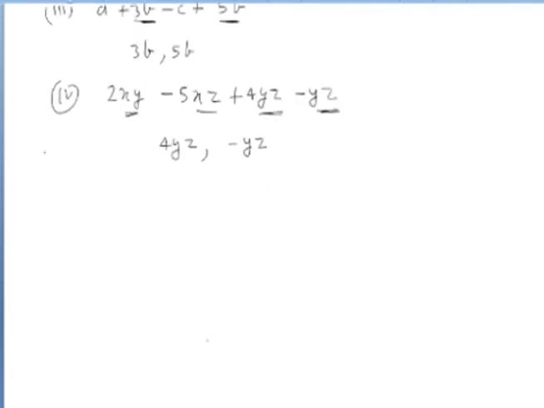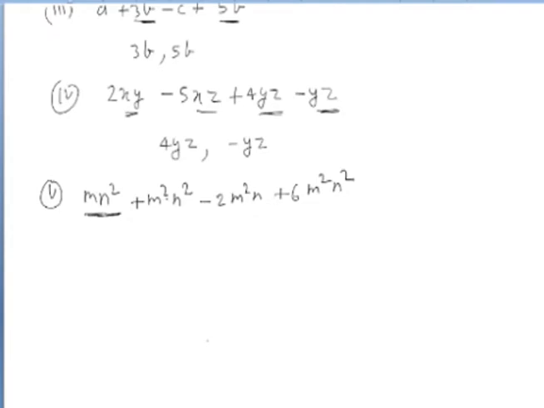And question number 5, mn square plus m square n square minus 2 m square n plus 6 m square n square. Okay, so here just find the similar like terms.